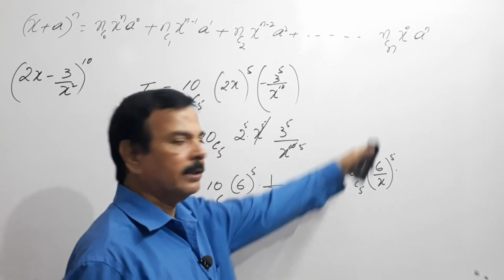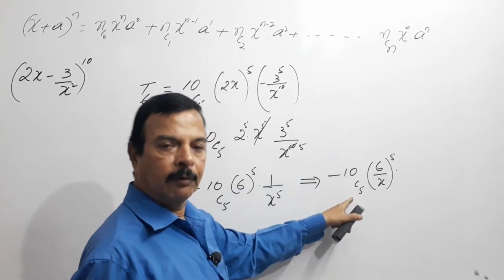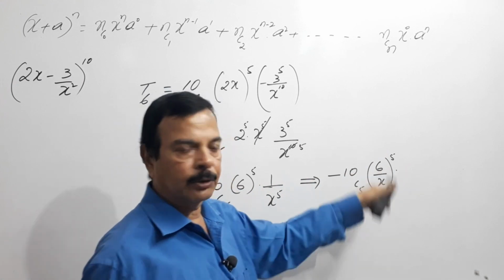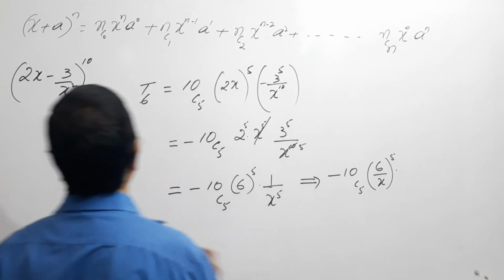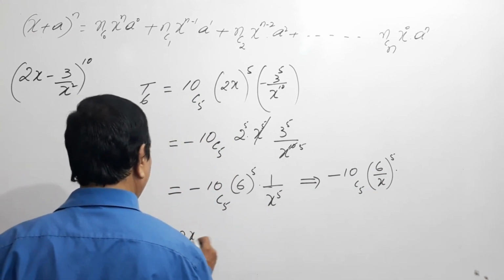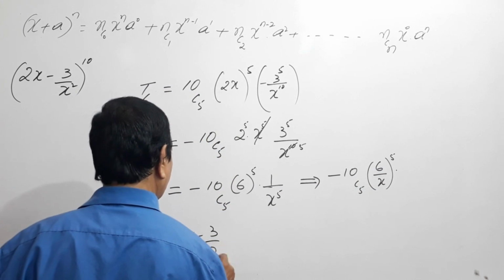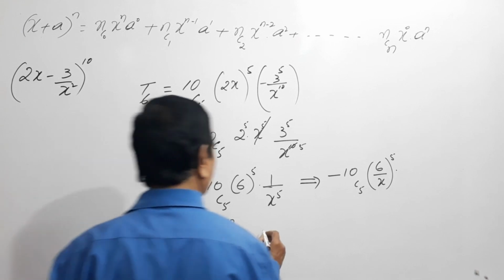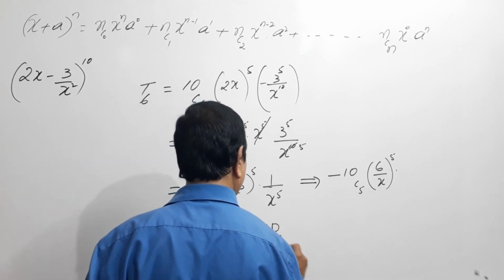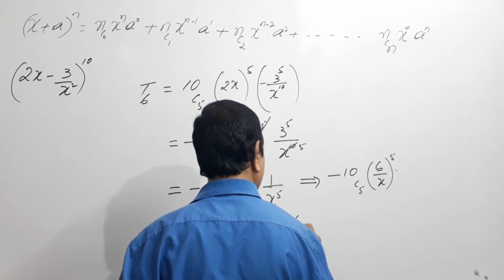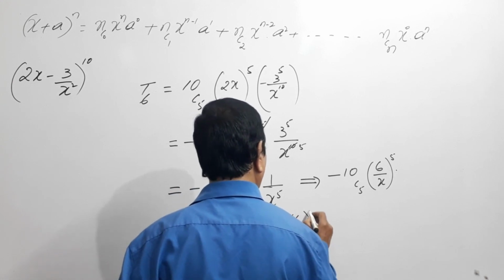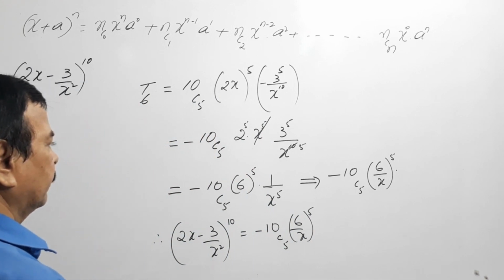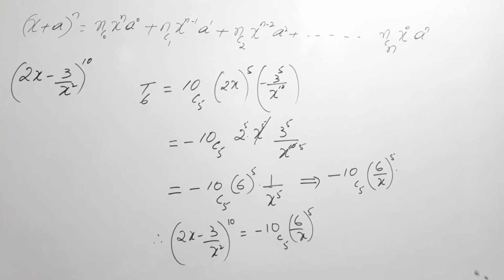If you want, you can simplify this nCr, as I taught you, but even if you don't, no issues. If you want to please the examiner, do this and show him. Therefore, (2x minus 3 by x squared) whole to the power of 10 equals minus 10C5 (6 by x) whole to the power of 5. This is the final answer.